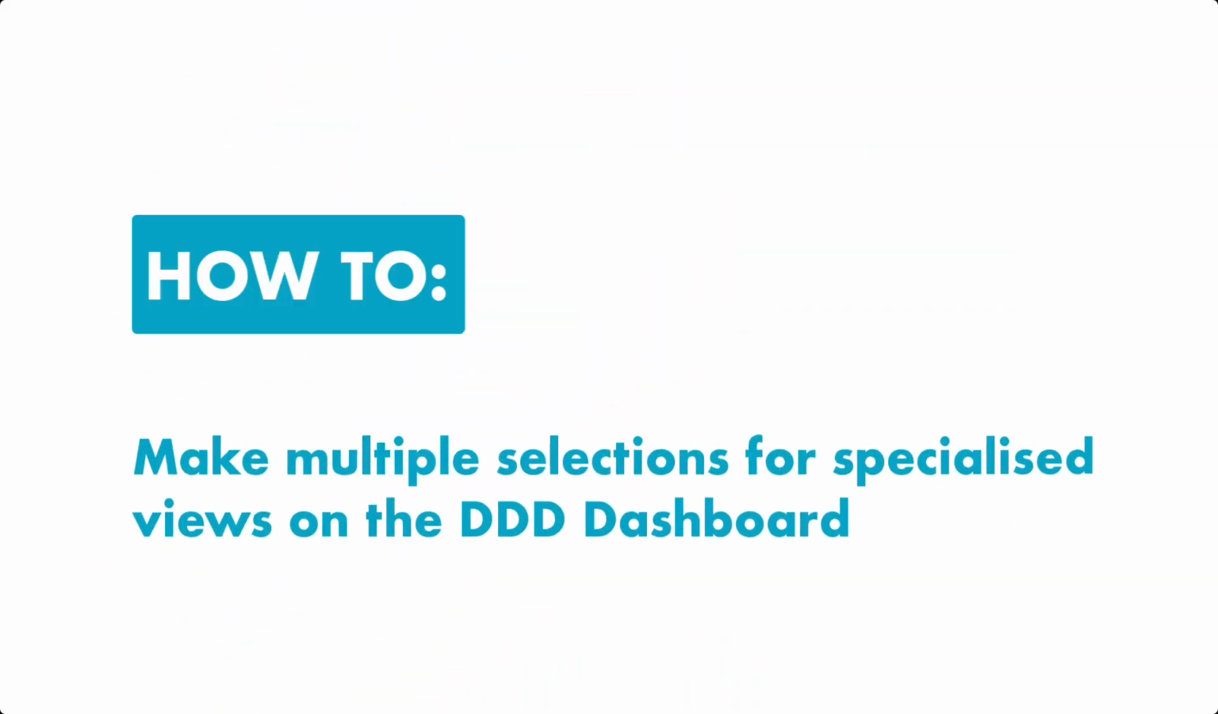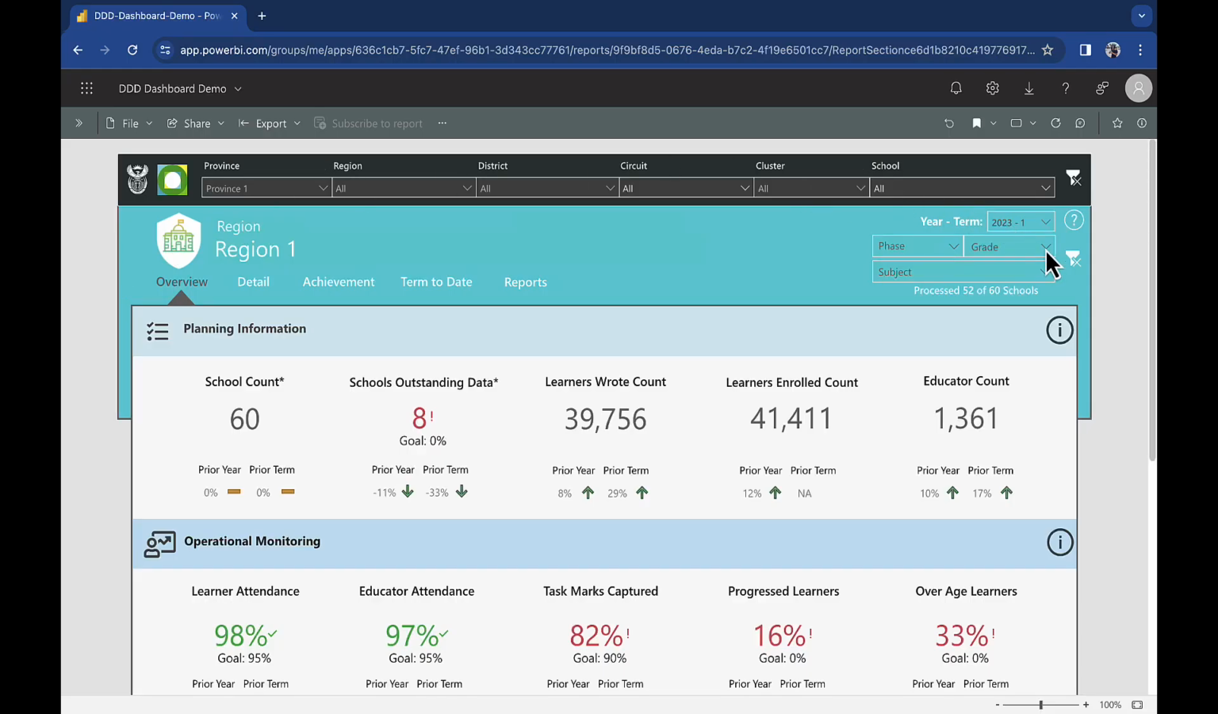How to make multiple selections for specialized views on the DDD dashboard. Once you've logged onto the dashboard, navigate to the selection filters on the right-hand side. Here you can select one or multiple phases, grades, subjects, or schools to view.